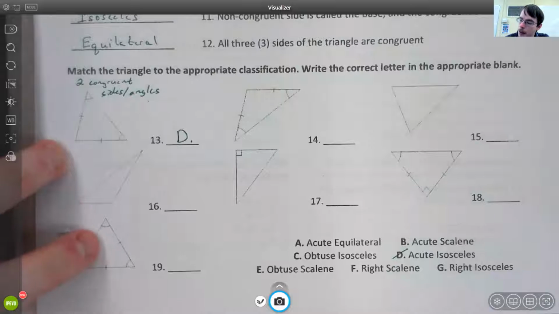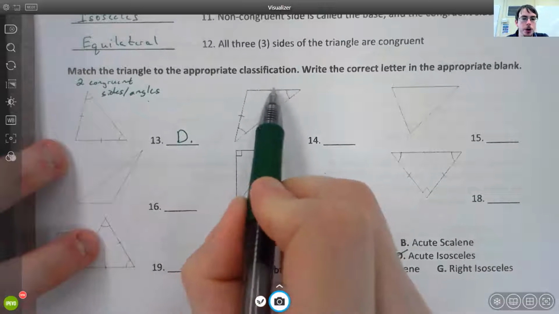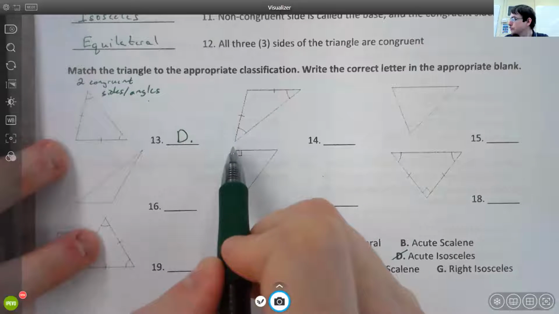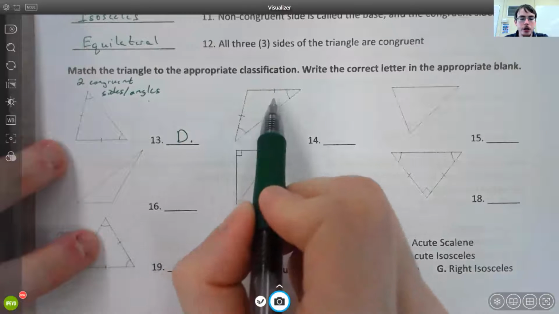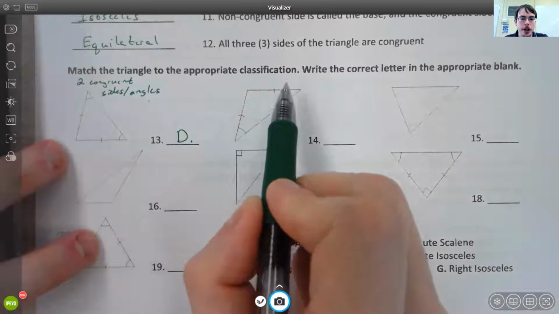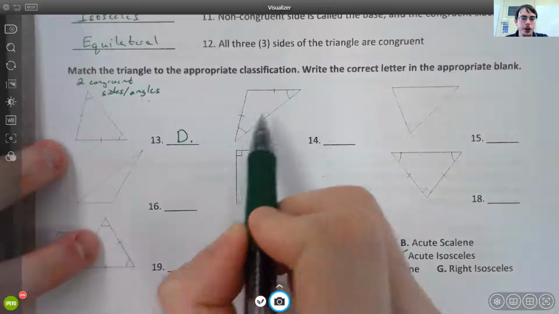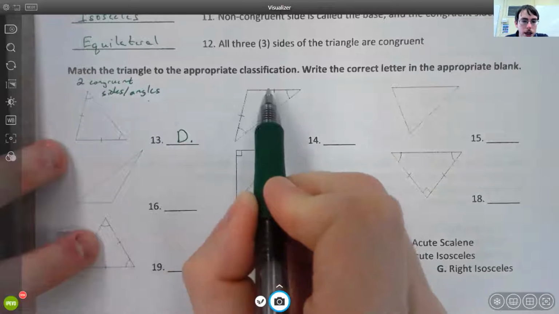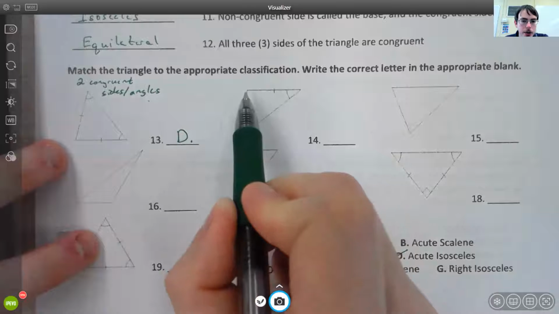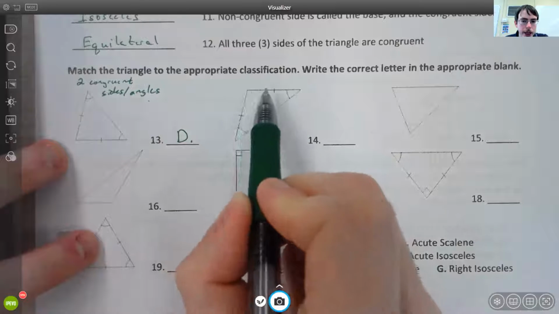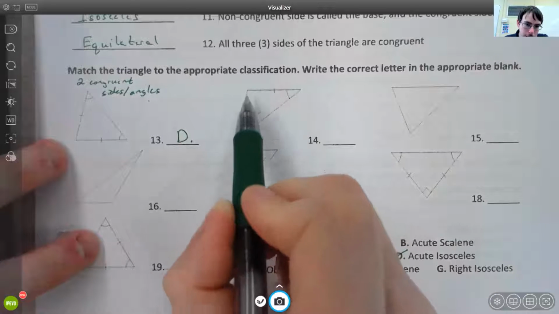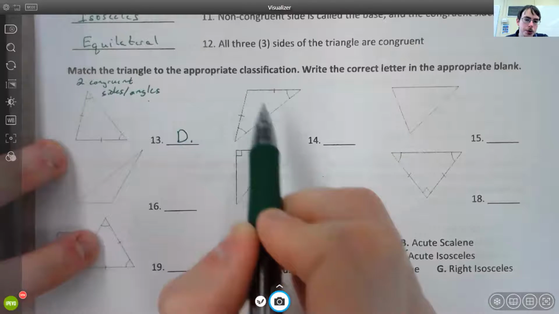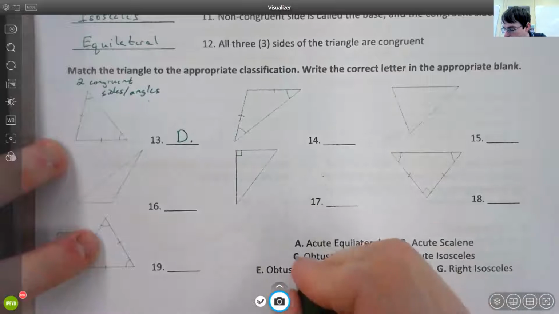Number 14. We see 2 congruent tick marks on the sides and 2 semicircles in the angles. That means we have two congruent sides and angles. That means we're dealing with another isosceles triangle. These two angles are acute, but look at this one. Does it look like it's greater than 90 or less than 90? It's not 90 because we don't have a right angle mark. This one looks to be slightly larger than 90 degrees, which would make it obtuse. So this is an obtuse isosceles, which is answer choice C.